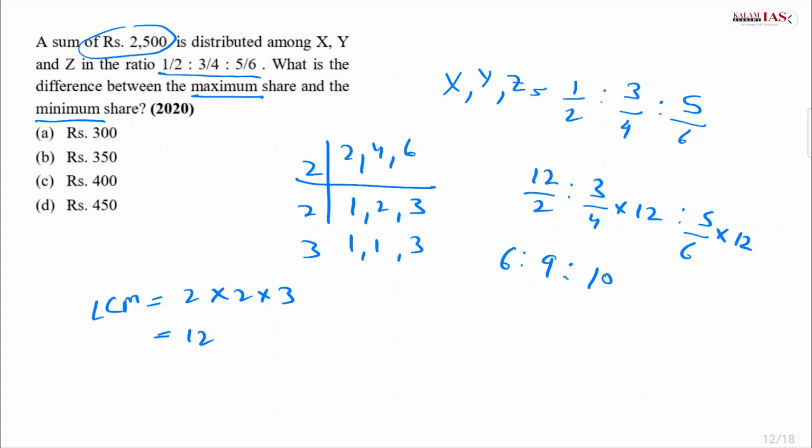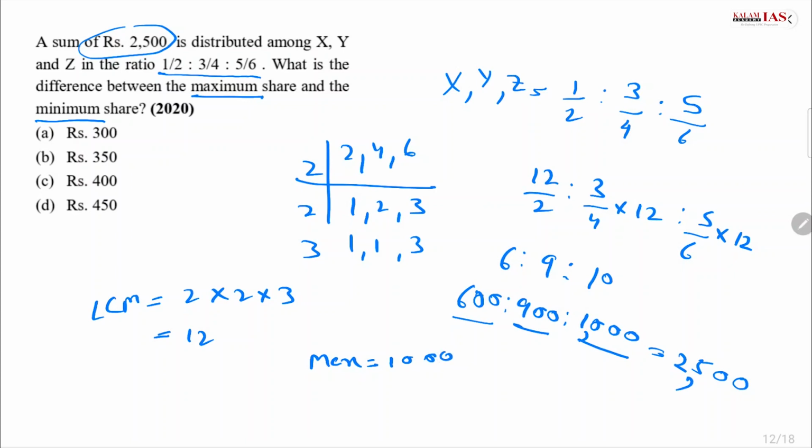Now, if we divide 2500 in this ratio, it is simply 600 is to 900 is to 1000, because the summation is 600 plus 900 plus 1000, which equals 2500. Now they are asking the difference between the maximum and minimum share. Maximum here is 1000 and minimum here is 600. So the difference between 1000 and 600 is 400. So the answer is option C.